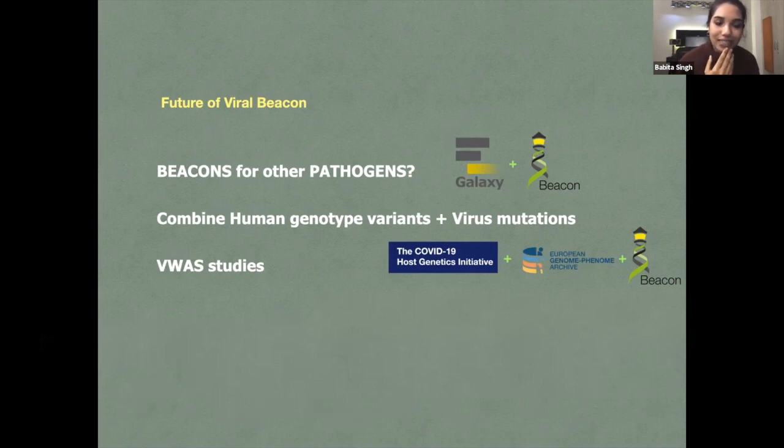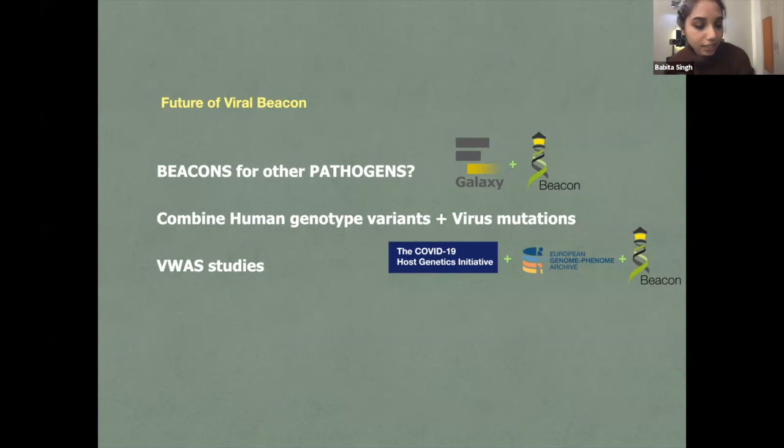Another thing that is very interesting is, for example, these ACE2 mutations and the interplay dynamic between human genotype variants and the virus mutation. EGA is collaborating with the Host Genetic Initiative. We are slowly getting human genomics data coming in, and it would be nice if we can also integrate this in Viral Beacon, and researchers can get more benefit out of it.